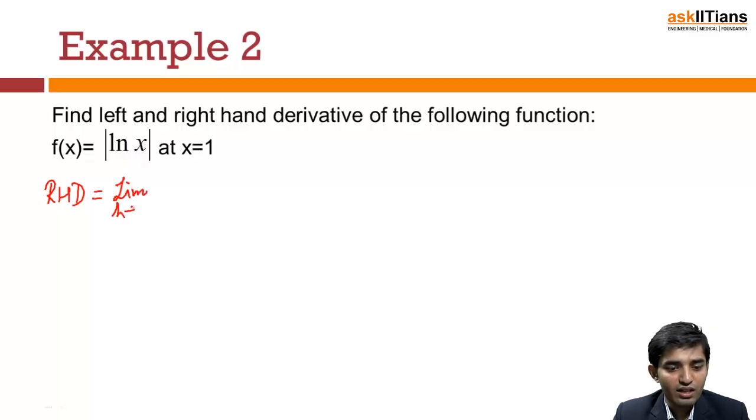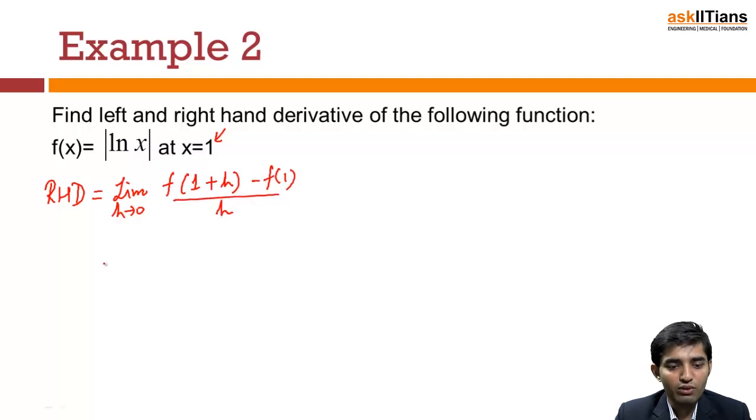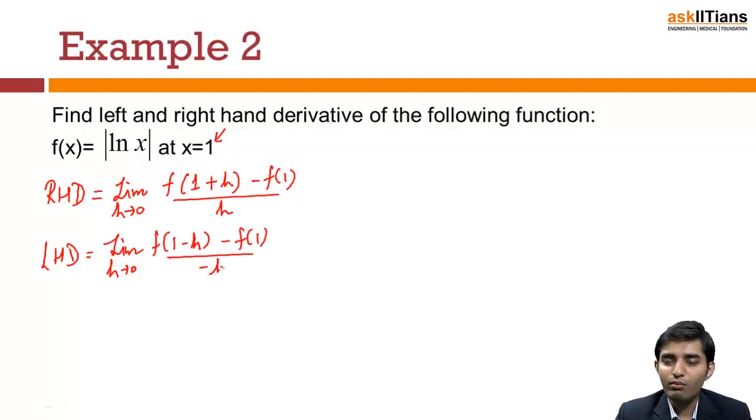So limit h tending to 0, here what is the point? The point that we are considering is at x equal to 1, I want to find out dy by dx at x equal to 1. So here again the definition of the derivative will be f of a plus h, so a is 1, right? So 1 plus h minus f of 1 divided by h, and what will be the definition of left hand derivative? Left hand derivative will be limit h tending to 0, f of 1 minus h minus f of 1 divided by minus h.